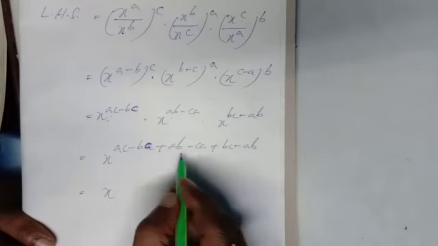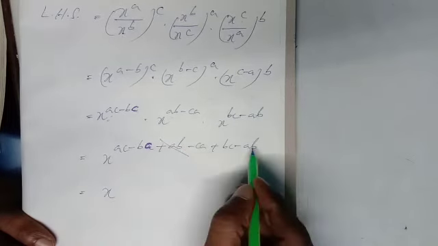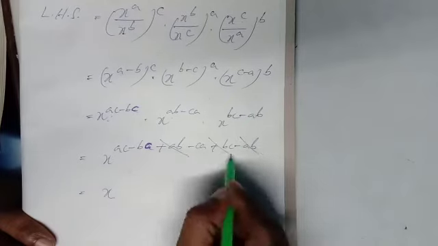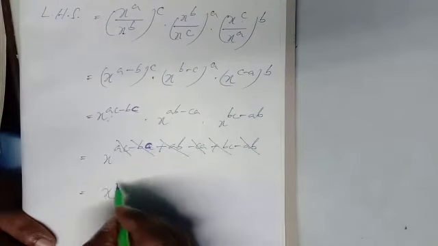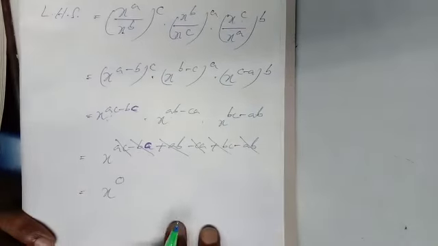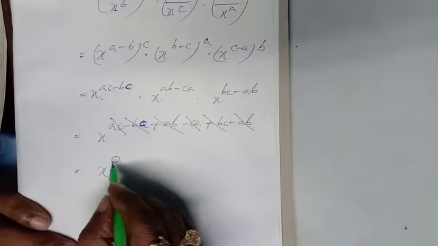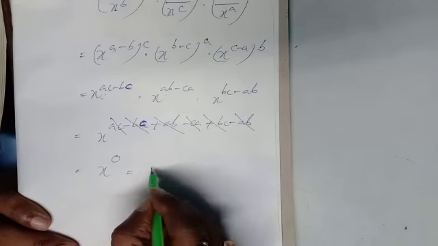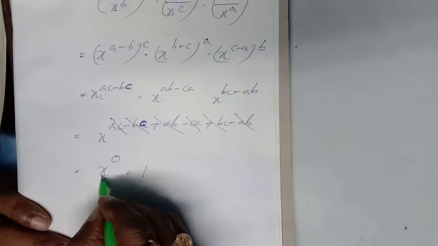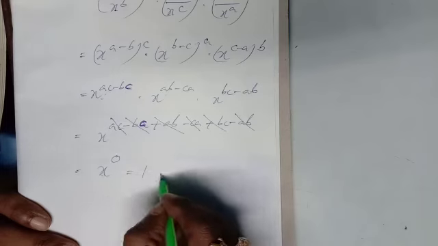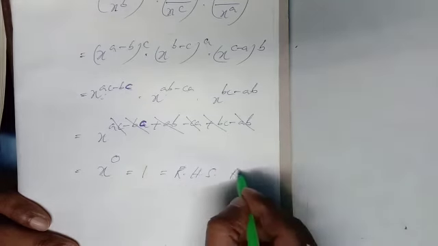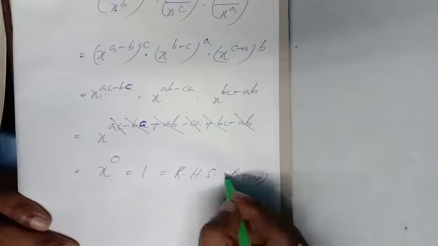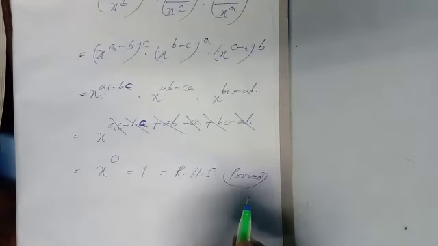Now see, plus ab minus ab cancel out, plus bc minus bc cancel out, minus ca plus ca cancel. What is the result? x to the power 0. If the power is 0, the answer is 1. Whatever the base may be, if the power is 0, the answer is 1, which is equal to the right hand side. Okay. In this way, one proof question is done, and the laws of exponent I have discussed.